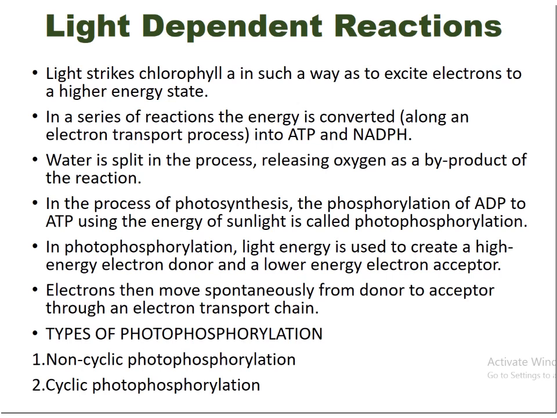In a series of reactions, the energy is converted into ATP and NADPH2. Water is split in this process and releases oxygen as a byproduct of this reaction. So the oxygen produced in the photosynthesis process is a byproduct. This was not the main target of photosynthesis. The main target of photosynthesis is glucose production, but though this is a byproduct, it is a very important, very essential product.